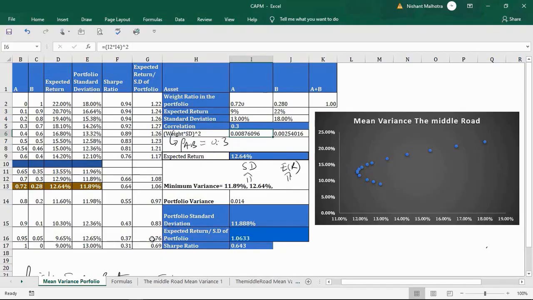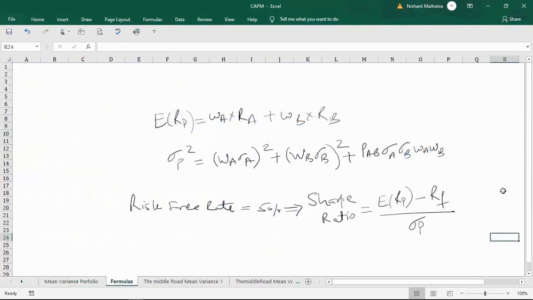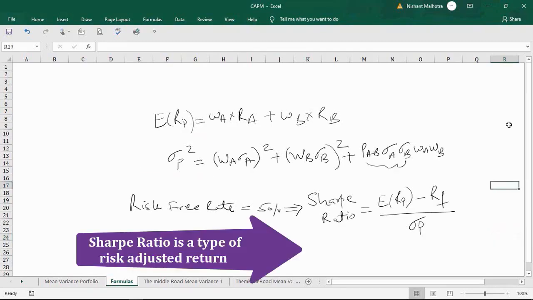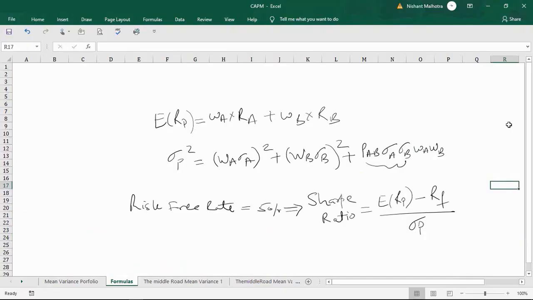Before we go further, I'll just look at the formulas. Weight of A times return of A plus weight of asset B times return of B. The risk-free rate is 5%. Taking this as the variance, the standard deviation is the square root of the variance. Then there is the covariance between A and B, which is the correlation between A and B times the standard deviation of A and B. So we look at different correlations: when it's perfectly correlated, both 1 and -1, and when it is between 0 and 1.